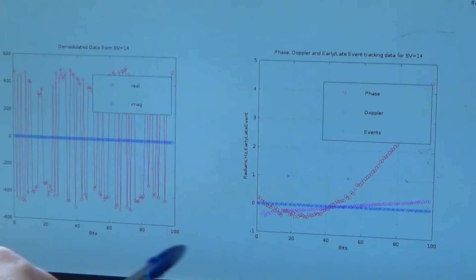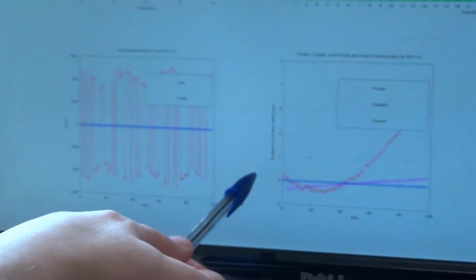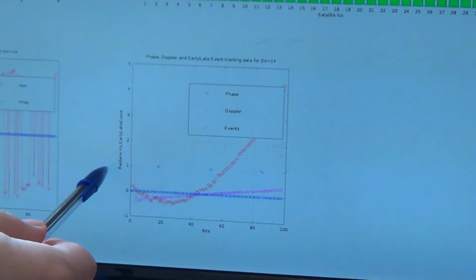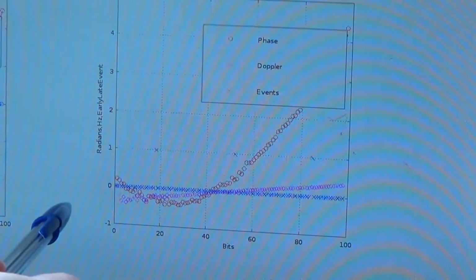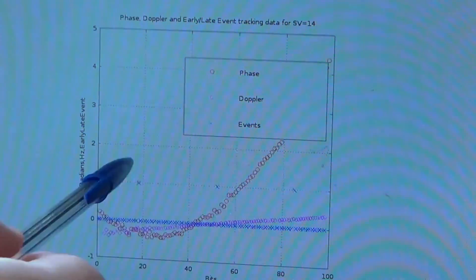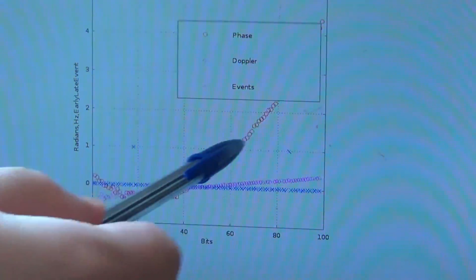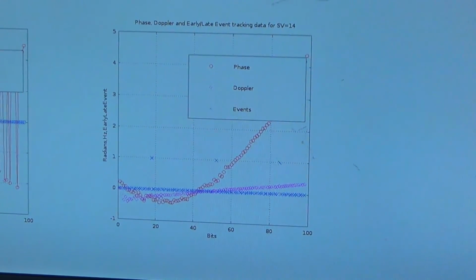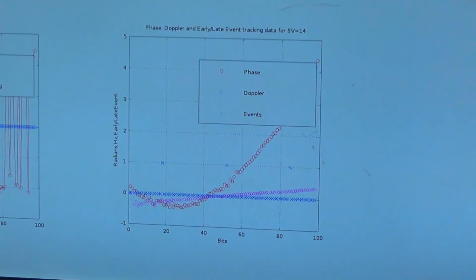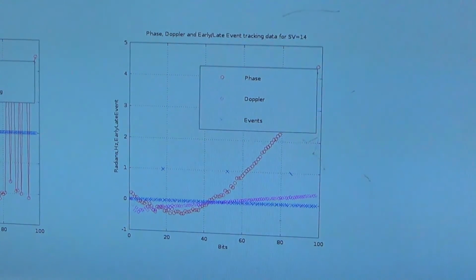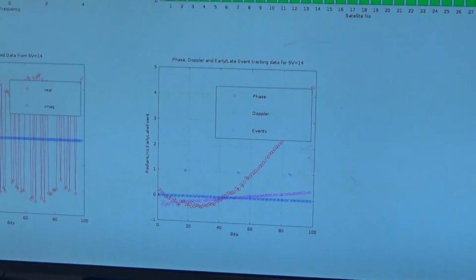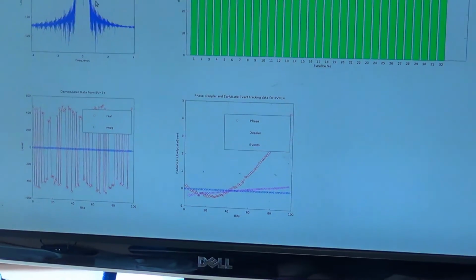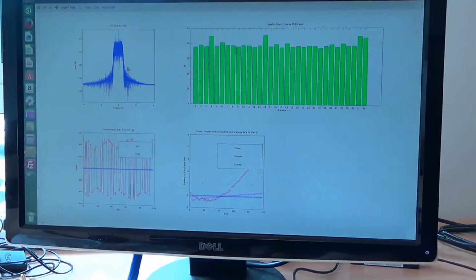As extras from the LimeSDR, we also have measurements of phase versus time, of Doppler frequency versus time, as well as early-late events as they occur. This measurement is sufficiently sensitive to actually measure the frequency variations of the crystal oscillator and the change in Doppler shift as the satellite moves.